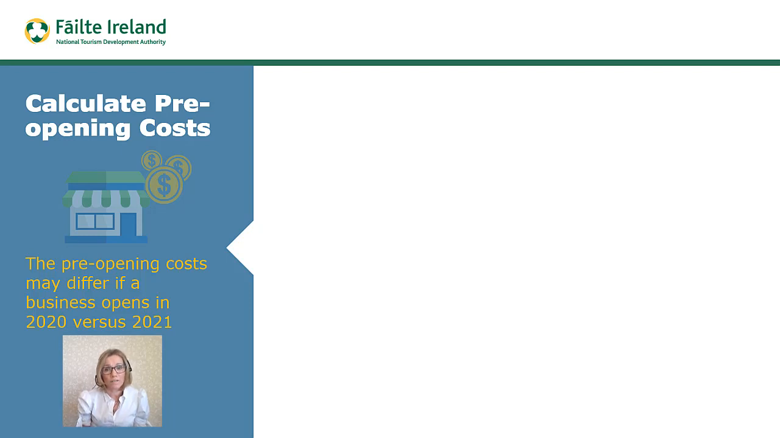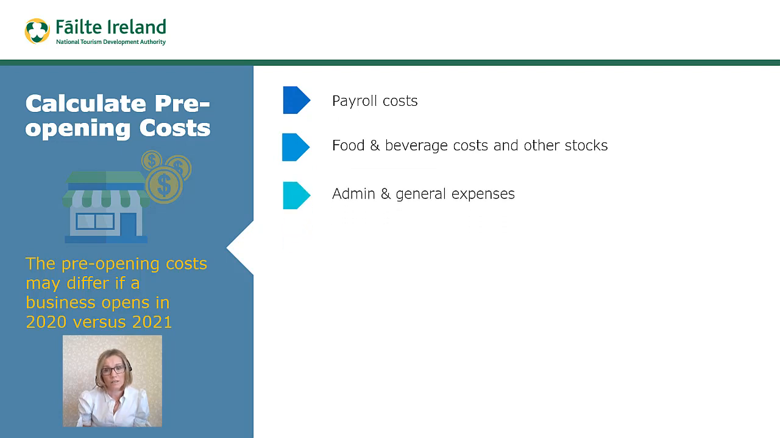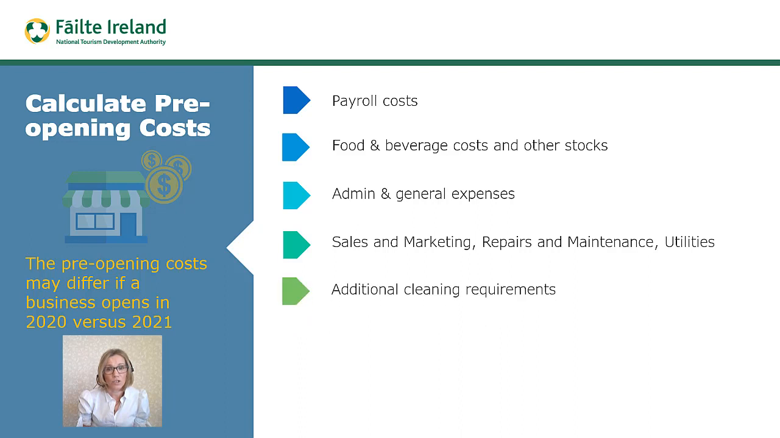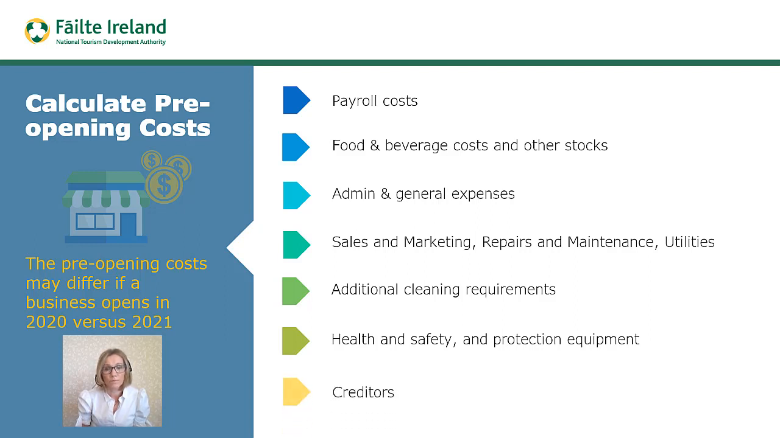The pre or reopening phase occurs in advance of the business opening and will include staffing costs, food and beverage requirements and other stocks, administration and general expenses, sales and marketing activities, and any necessary repairs and maintenance. Additional cleaning and health and safety purchases, including protection equipment, will also need to be considered. In addition, the business may have costs for payment of creditors.